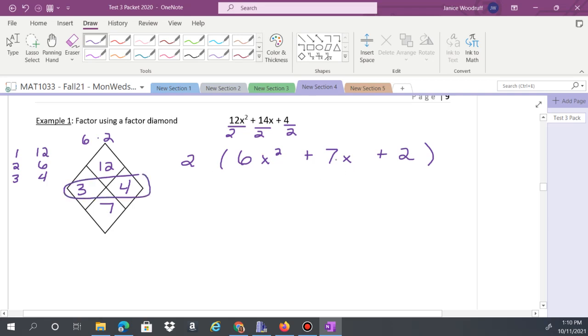I'm going to take this middle term here, 7x, and split that into 3x plus 4x. And if you put 4x plus 3x, that's fine, because either way, you're still going to factor. It'll still give you the same answer in the end. So we split it into 3x plus 4x, then you bring down the first term, 6x squared, and then you bring down the last term, plus 2.